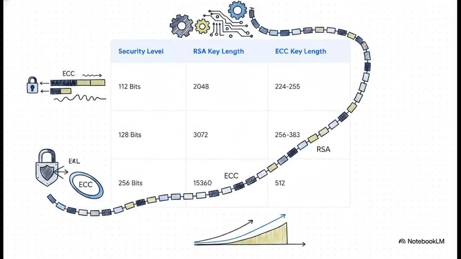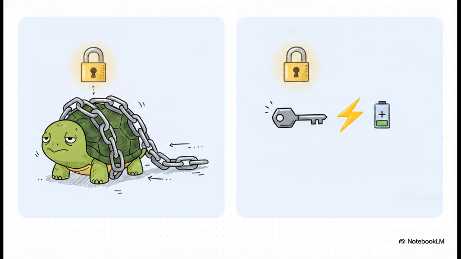The sheer numbers required to run these algorithms are, well, shocking. To achieve a 112-bit security level, RSA needs a 2048-bit key. ECC, only 224 to 255 bits. And for robust 256-bit security, RSA requires an absolutely massive 15,360-bit key. Let me just explicitly hammer home this drastic difference. To achieve the exact same 256-bit security level, RSA requires 15,360 bits of data. ECC requires just over 512 bits.